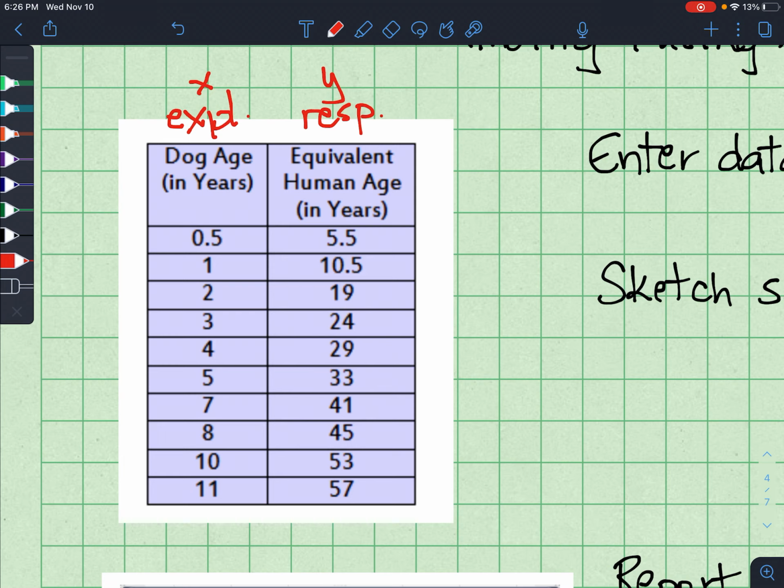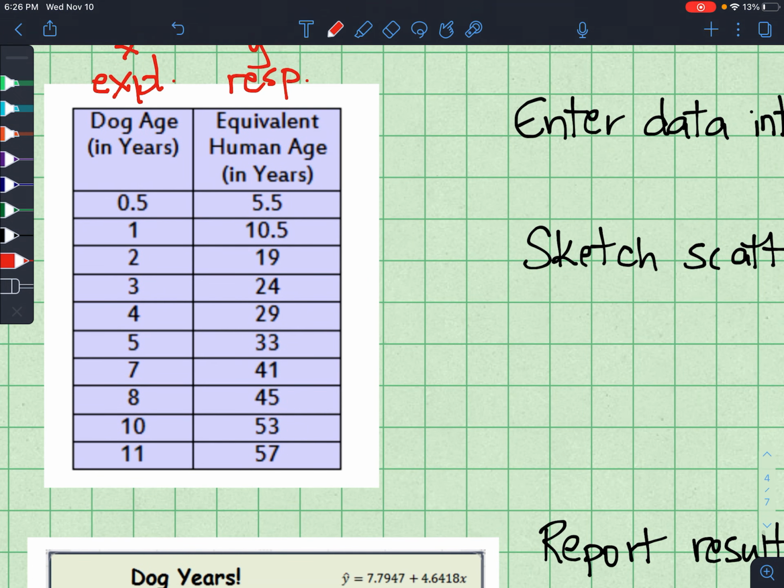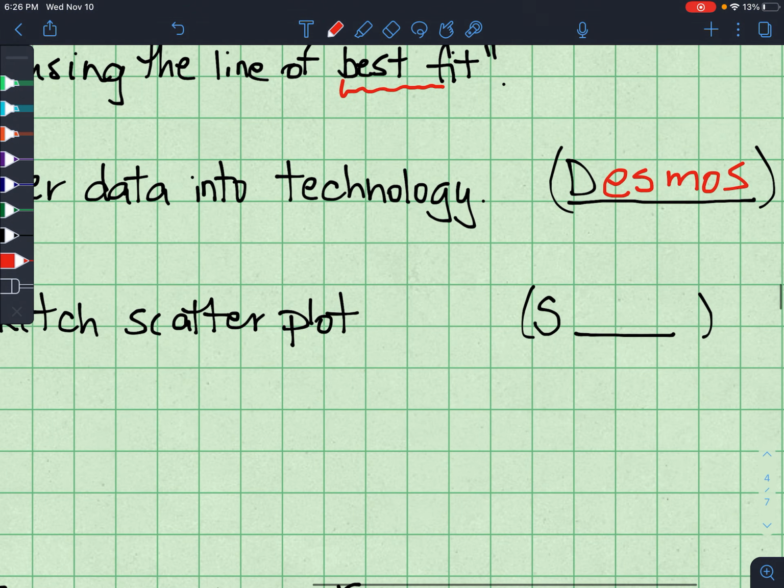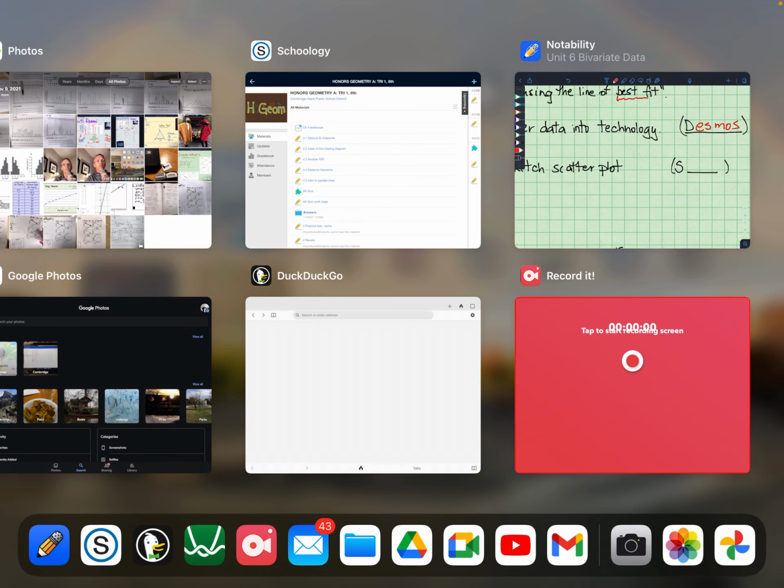Think about it for a moment before you make that decision. Remember, Y must be explained by X, right? So in this case, we're saying that the dog years help us calculate the human year equivalent, or vice versa. In this case, it really wouldn't matter which way you did it. Either way would be significant because one doesn't necessarily depend on the other. Okay? All right, so open up Desmos and you're going to type that in.